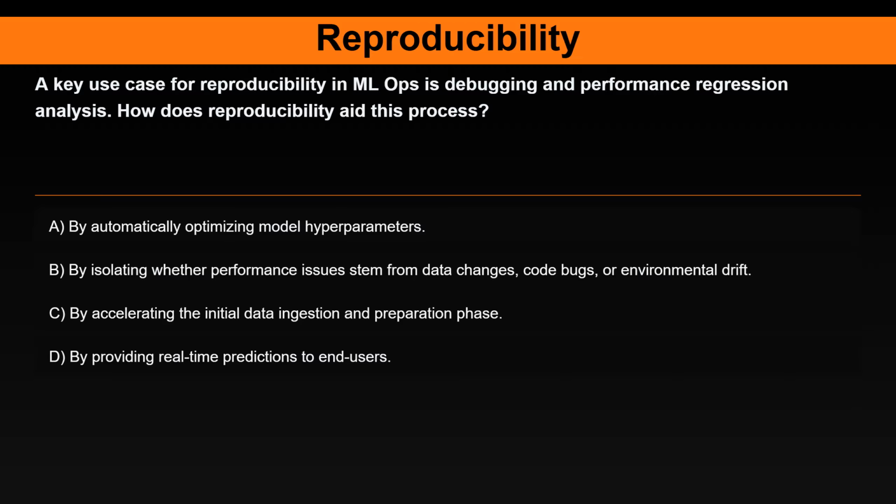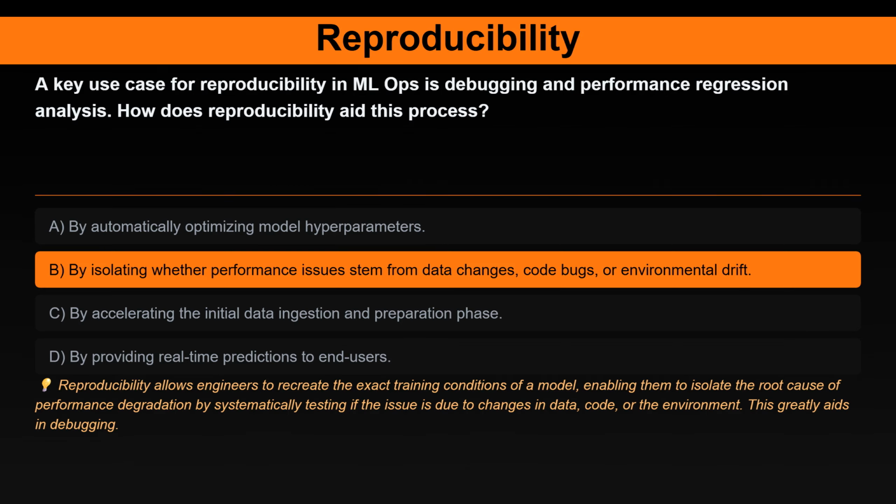Option C. By accelerating the initial data ingestion and preparation phase. Option D. By providing real-time predictions to end users. The correct answer is by isolating whether performance issues stem from data changes, code bugs, or environmental drift.